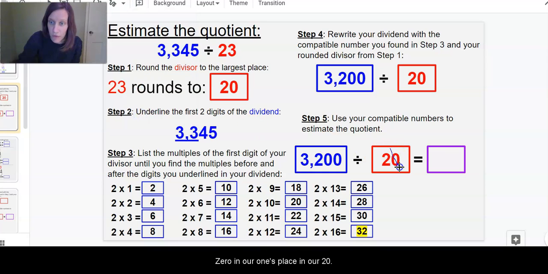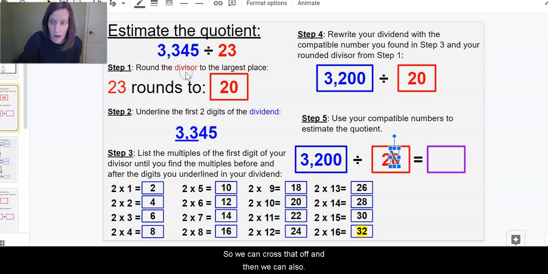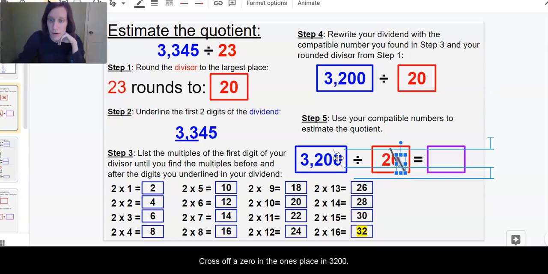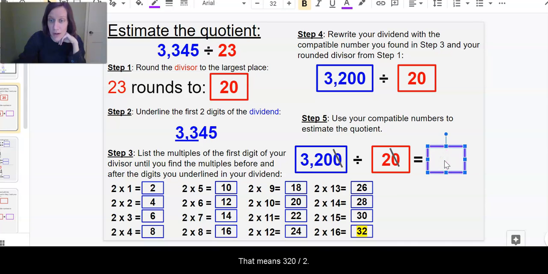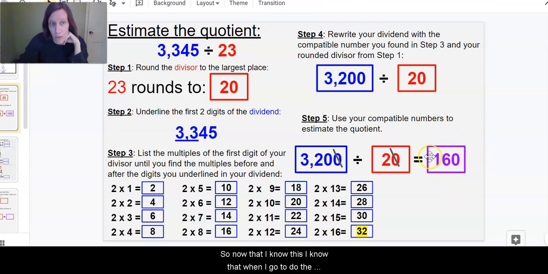We have a 0 in the ones place in our 20, so we can cross that off, and then we can also cross off a 0 in the ones place in 3,200. So now we're doing 320 divided by 2. Well, if we know that 32 divided by 2 is 16, that means 320 divided by 2 is 160. So now that I know this, I know that when I go to do the actual division to find the exact answer, I'm going to have a quotient that goes all the way to our hundreds place. And our quotient should be somewhere close to 160.